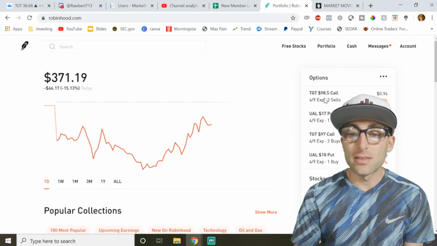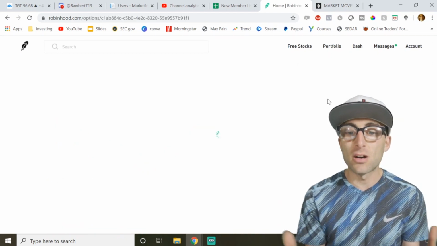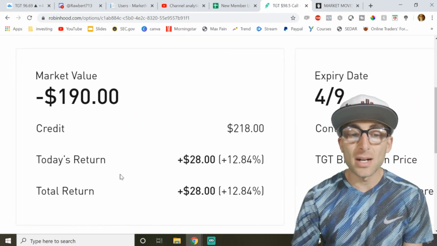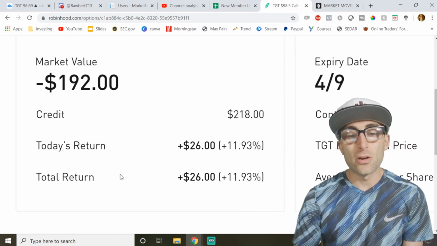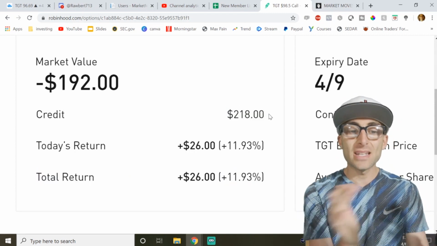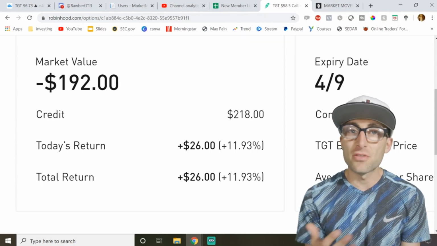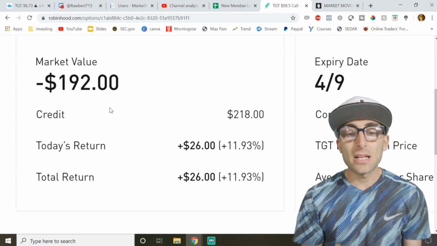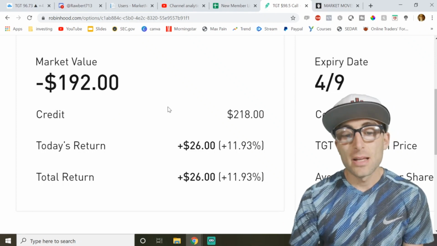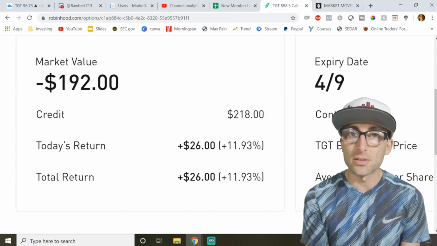As you can see right here, the calls I sold are right here in my account. So they're separate from the long calls. And if I scroll down, you can see that I'm up 28 bucks. So I sold these calls around $280 for a credit. So that went into my account. And right now, this is down about $20 from there. So theoretically, I could make the full amount if it trades sideways, drops. Basically, we want this to go to 0 so I can collect the full $218.